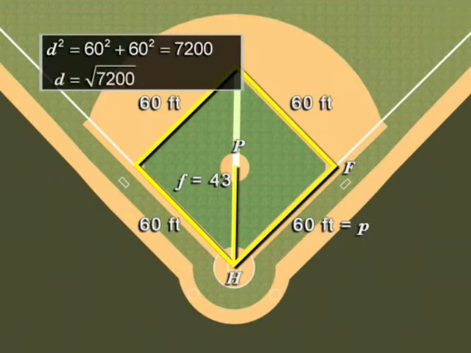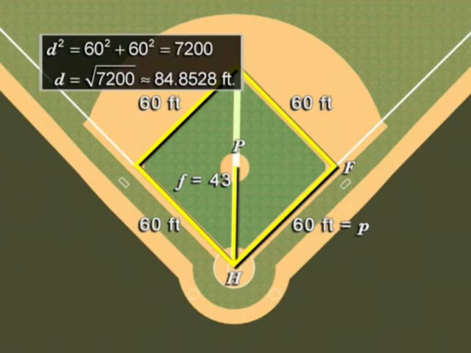Taking the square root of this number, it turns out to be about 84.8528 feet. Well, that's kind of interesting. Remember, the home plate to the pitcher's mound was 43 feet. If the pitcher's mound were halfway to home plate, halfway between second base and home plate, then that full distance would be 86 feet, wouldn't it, from home plate to second base?